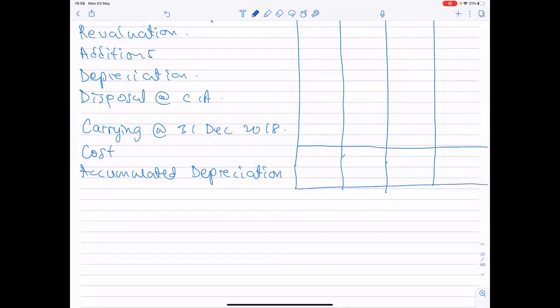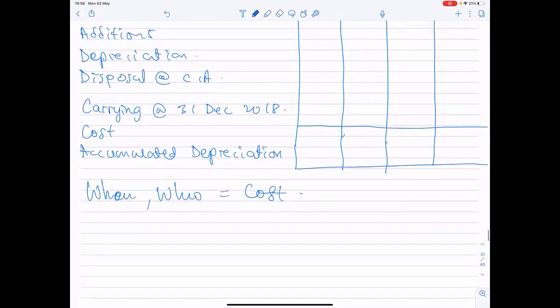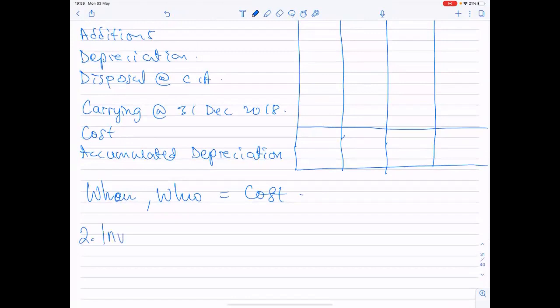Then remember here, you're going to disclose when, who, and the cost amount. So you state that the land was revalued by an independent zone appraiser on 31 December 2018. If the land was shown at cost, the land would have been the cost amount. So we're going to come and we disclose that information. Then we come to point number 2. We say it is our investment property.